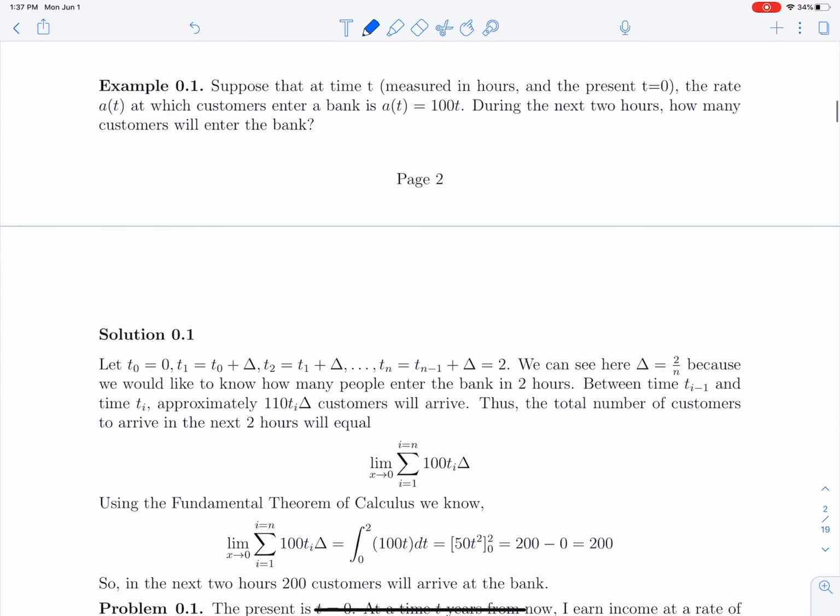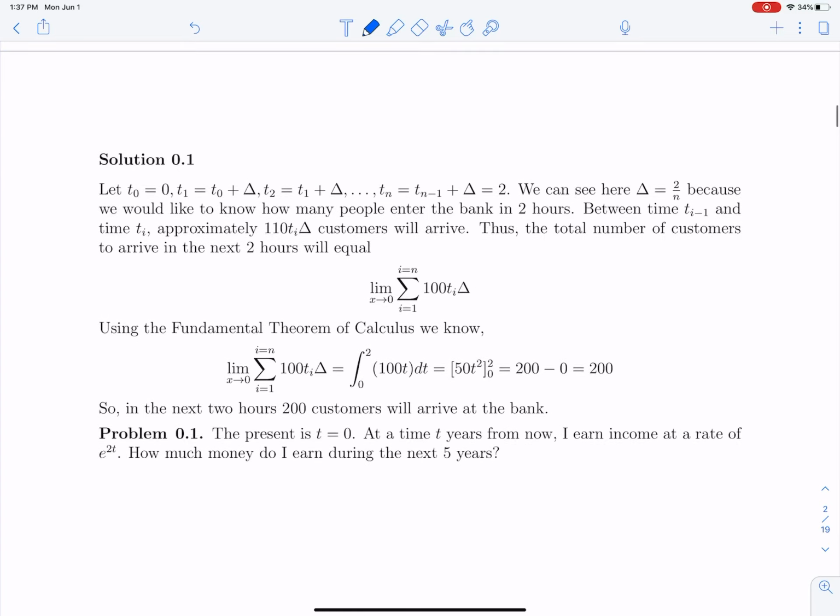So I'm going to go over an example, its solution, and then we'll try a problem together. Suppose that time t is measured in hours and the present is t equals 0. The rate a of t at which customers enter a bank is a of t equals 100t. During the next 2 hours, how many customers will enter the bank?